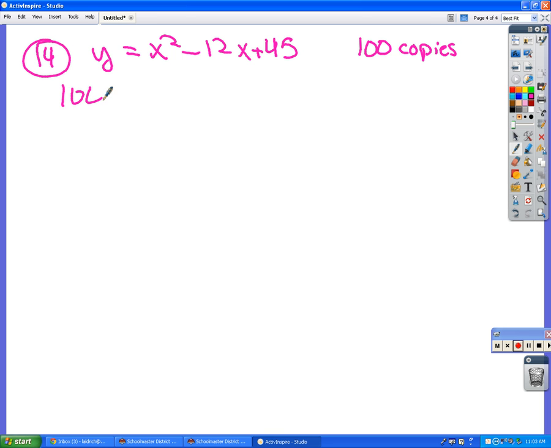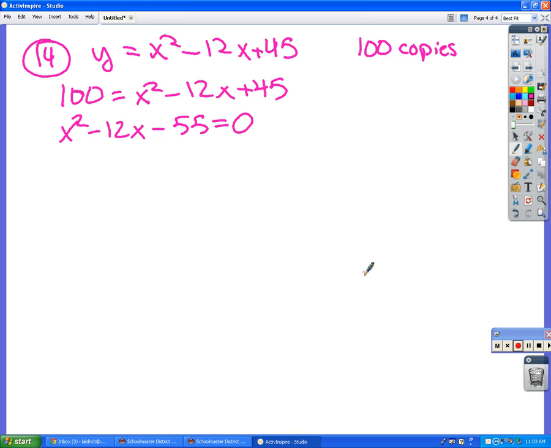So just like the last one, we plug that in there. That equals x squared minus 12x plus 45. What's my first step in solving that? Subtract 100 from both sides so that it's set equal to 0. So x squared minus 12x minus 55 equals 0. A is 1. B is negative 12. C is negative 55. So take a couple minutes to solve that.